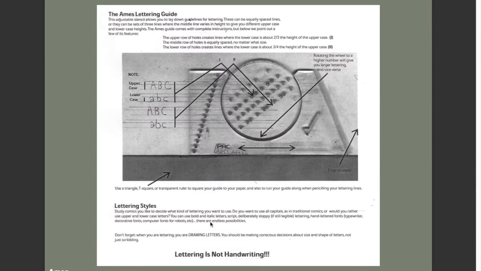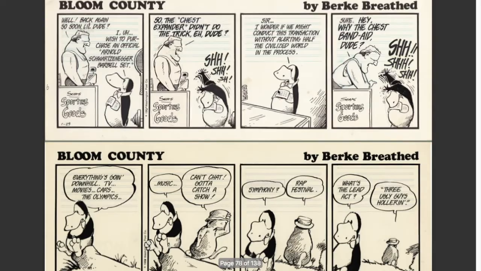A lot of people will buy themselves an Ames lettering guide. John Porcellino once said, every cartoonist should have an Ames lettering guide unopened in a desk drawer. It's a little tool, and you can look up tutorials online, and you can find out how to use it. It's a tool that lets you create ruled lines with very specific heights and leading, and I'll let you sort of learn more about that.